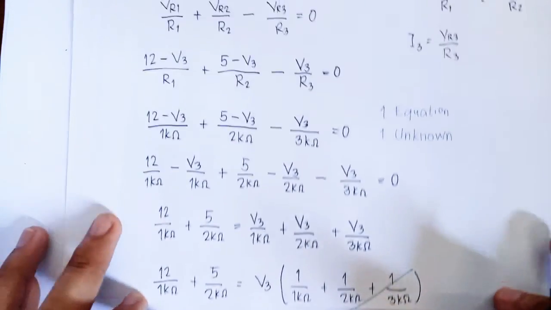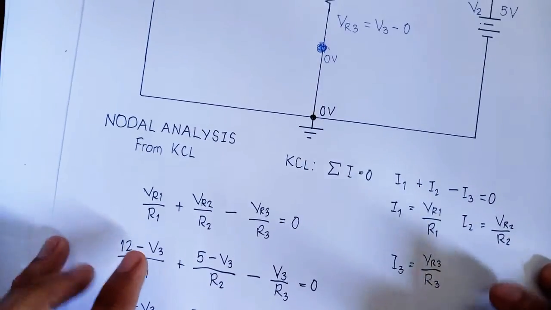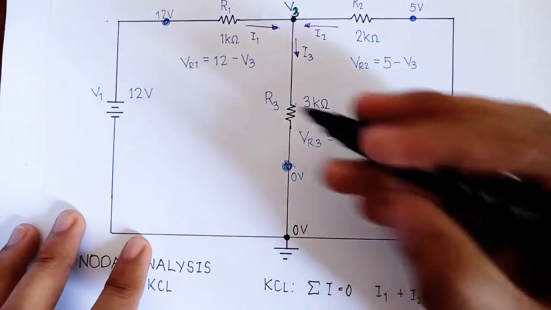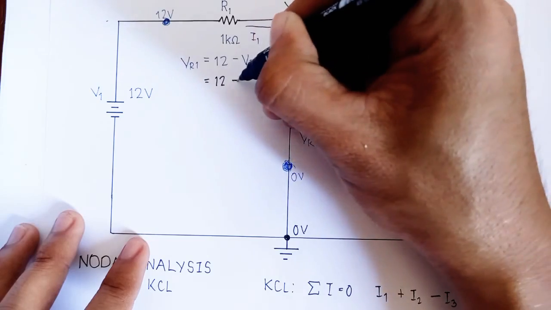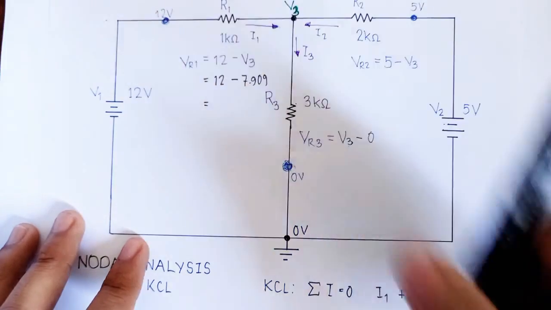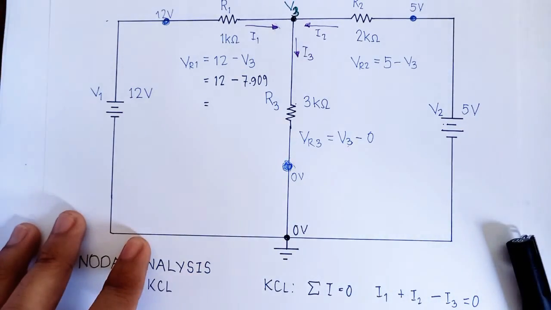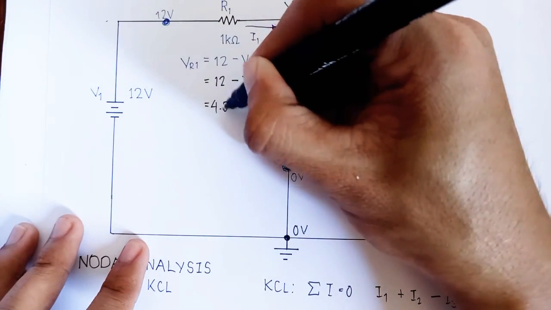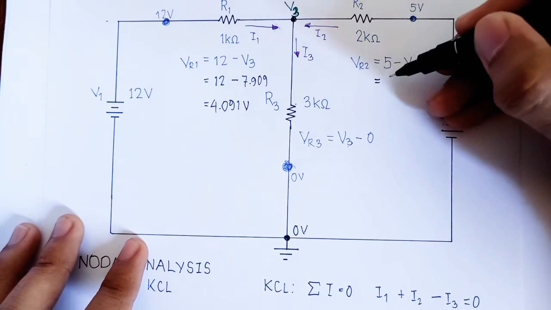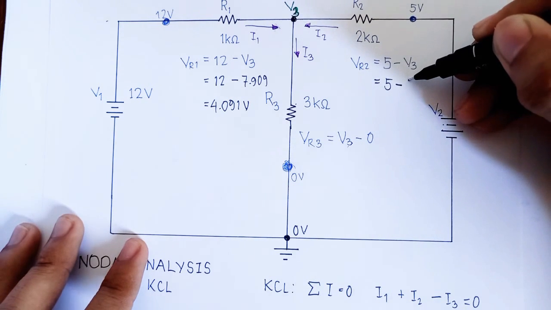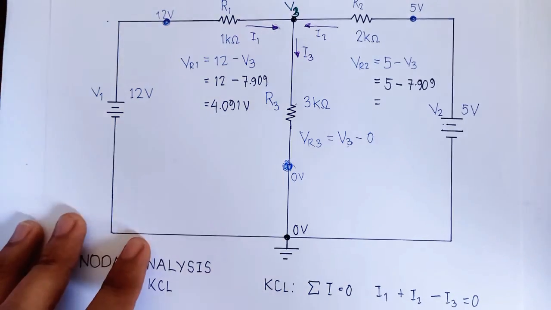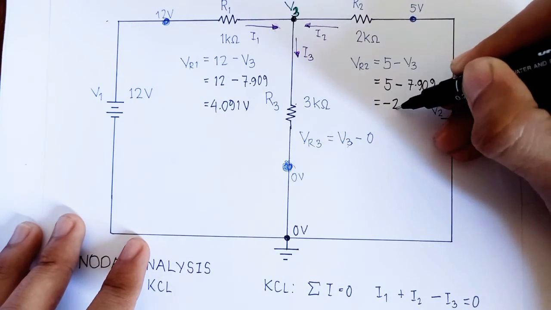At dahil dyan, makuha na natin si voltage drop ni R1, voltage drop ni R2, and yung voltage drop ni R3. Okay, ang voltage drop ni R1 is equal to 12 minus yung V sub 3 natin na 7.909, and that is equal to 4.091 volts. Diba? Ganun lang kadali. And VR2 naman, yung voltage drop ni R2 is 5 minus 7.909. That is equal to negative 2.909.